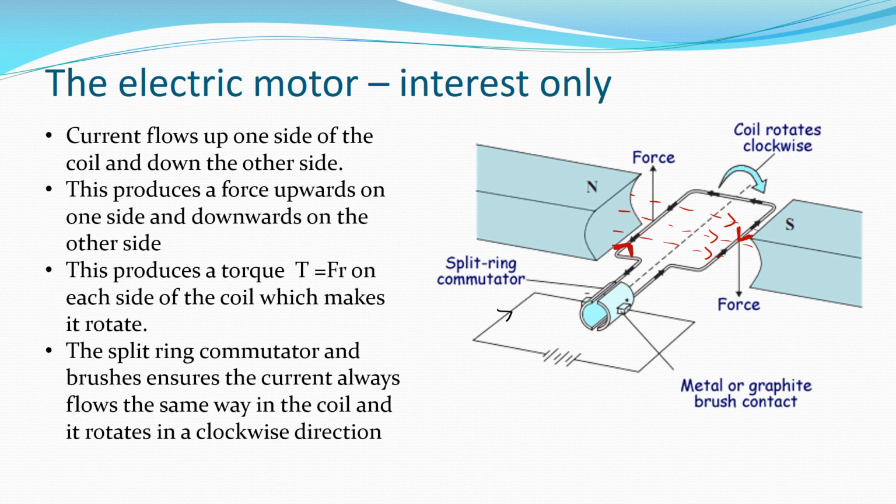And this force causes us to rotate. Now, rotating force, remember, is torque. So we have a torque on each side of the coil, making it rotate, and the split ring commutator allows the current always to flow in the same way in the coil as it rotates, so it maintains a constant, in this case, clockwise rotation.